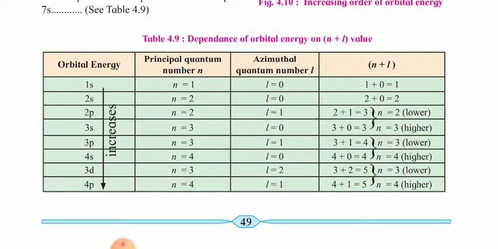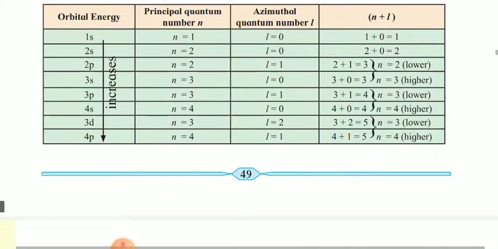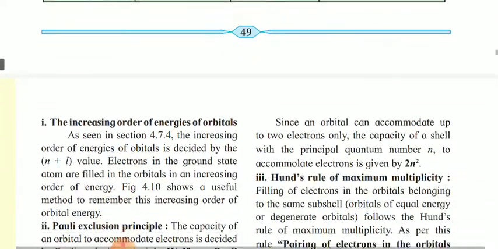If you look at 3d, the principal quantum number is n equal to 3. Its azimuthal quantum number is l equal to n minus 1, which means l is equal to 2. So you will get its corresponding n plus l value 5, and it has the capacity of 10 electrons. So 5 degenerate orbitals are present in it.